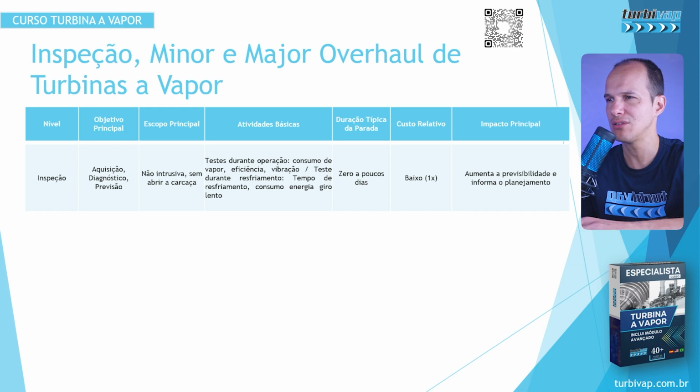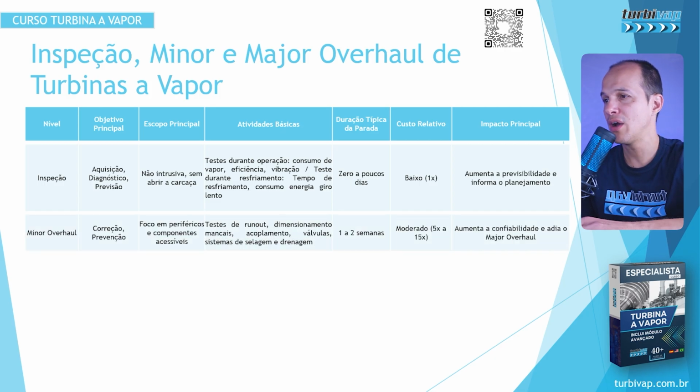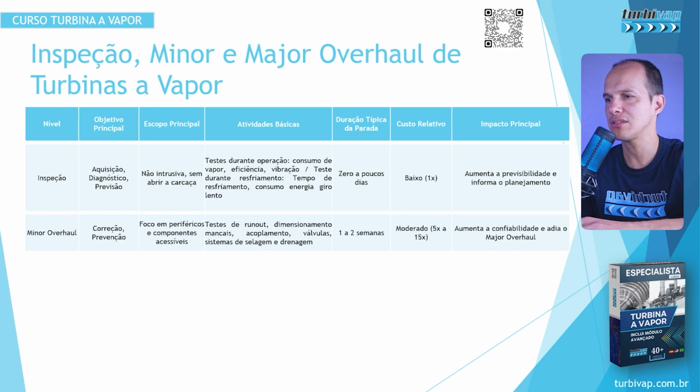So I focus on peripherals and subsystems: run-out test, sizing of bearings, couplings, valves, sealing and draining systems, lubrication system, a little more extensive. The relative cost is already a little higher. It increases reliability and postpones major overhaul. The major overhaul restores and modernizes, dismantling everything, with all the basic activities and other functions, and they also take advantage here to update the schedule.